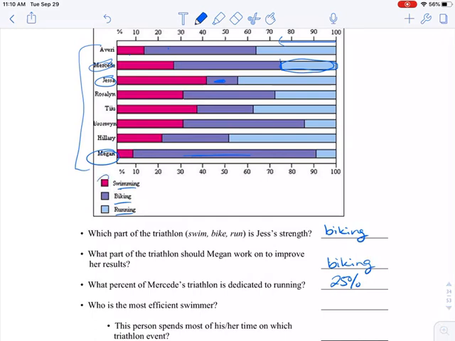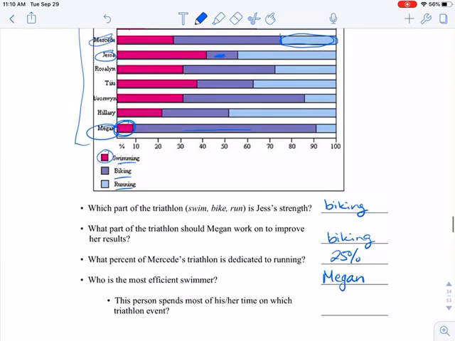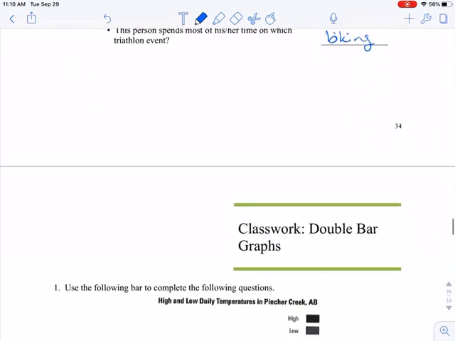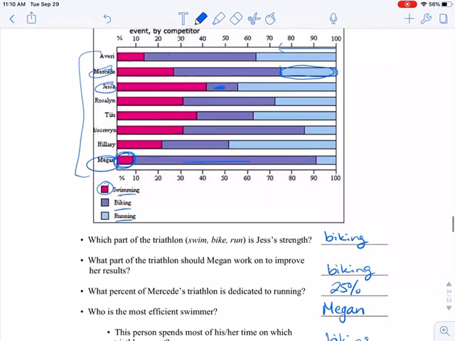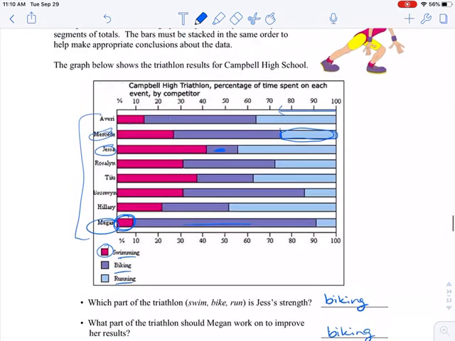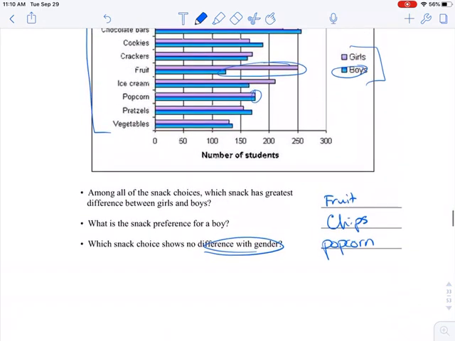Who's the most efficient swimmer? So swimming, again, is pink. So Megan looks like she spent the least amount of time on swimming, so she's pretty efficient. This person spends most of her time on which triathlon event? So Megan spends most of her time, we already kind of answered that one, on biking. So double bar graphs, very similar to bar graphs. You can have stacked or just showing two parts.